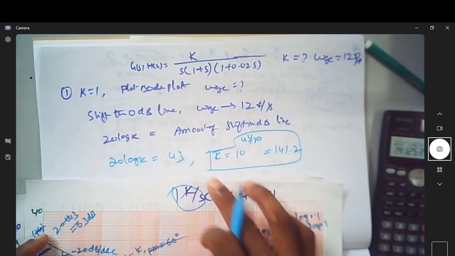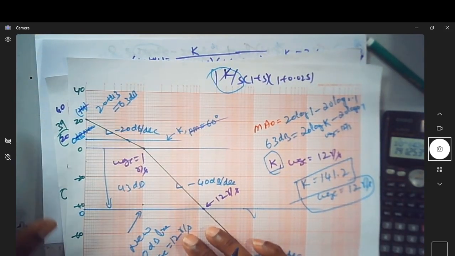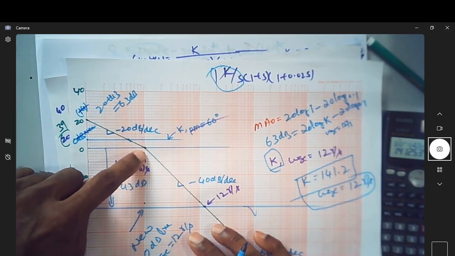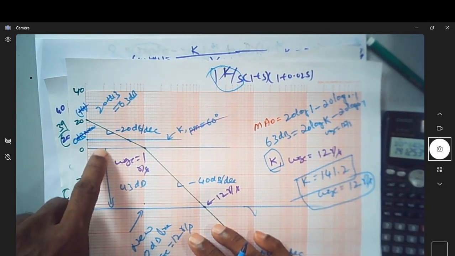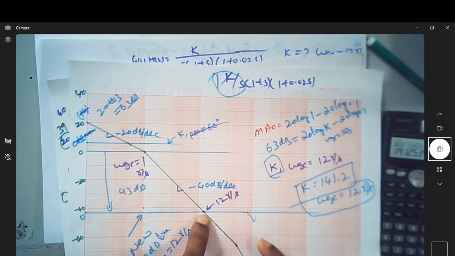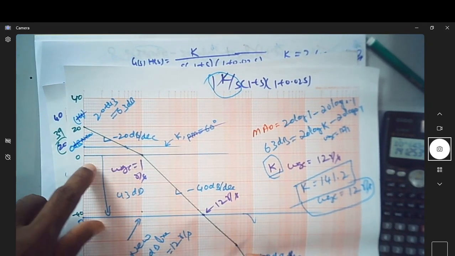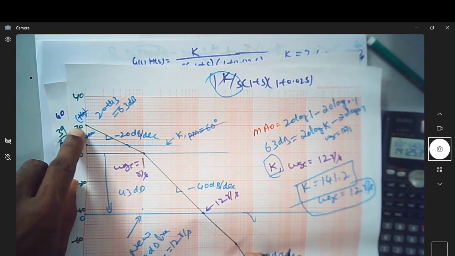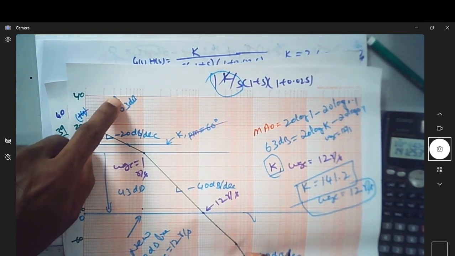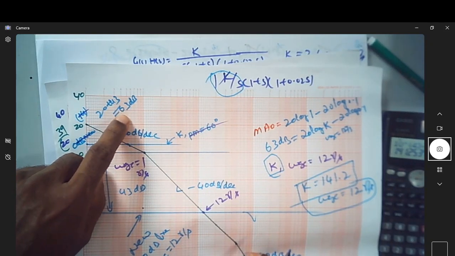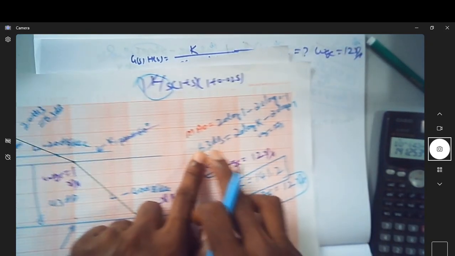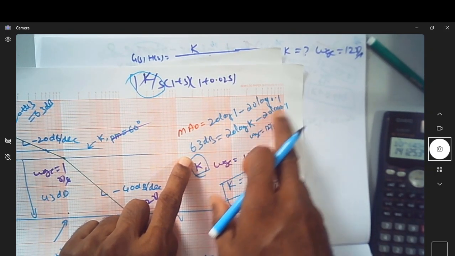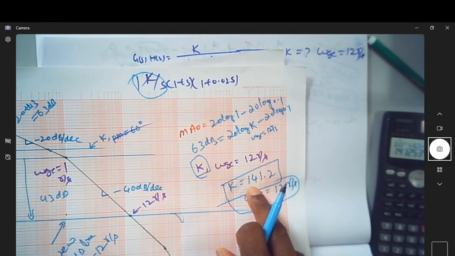So the procedure is, you plotted the graph with k equal to 1 and we got omega gc as 1. Now I have to shift the 0 dB line to a new point which corresponds to omega gc of 12. So when you shift this by 43 dB, this 20 will become 20 plus 43, which is 63 dB. Once it becomes 63 dB, you can use this equation: magnitude at origin is 63 dB, 20 log of k minus 20 log of so and so. You get the value of k as 141.